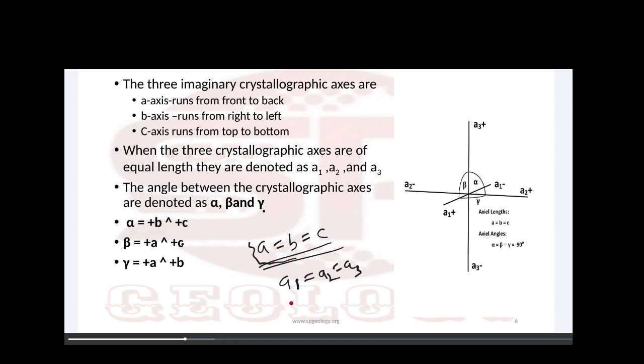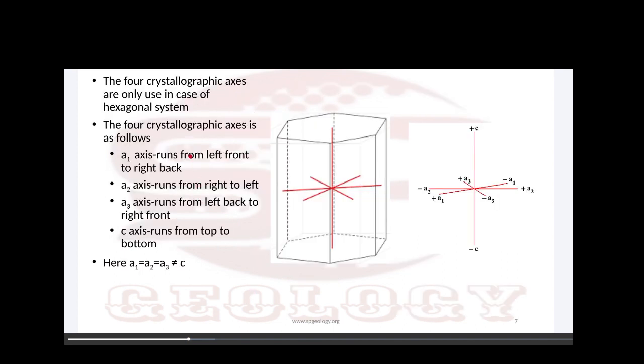So instead we use A1, A2 and A3. In one case, that is with the hexagonal crystal system, we use four crystallographic axes.